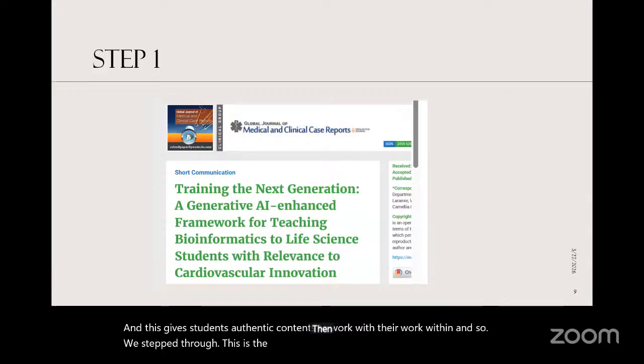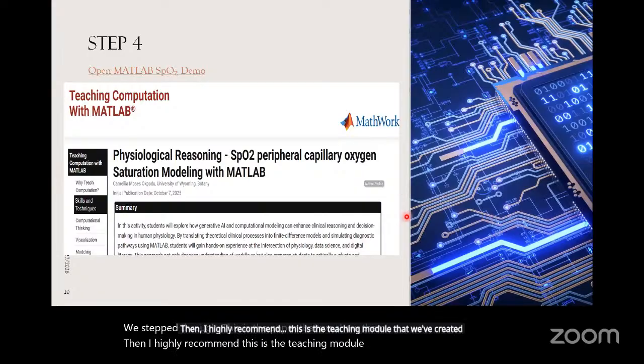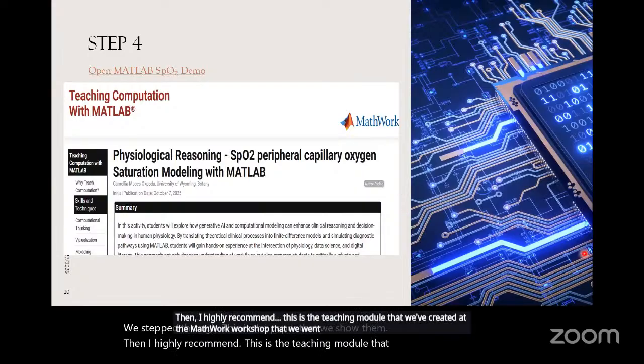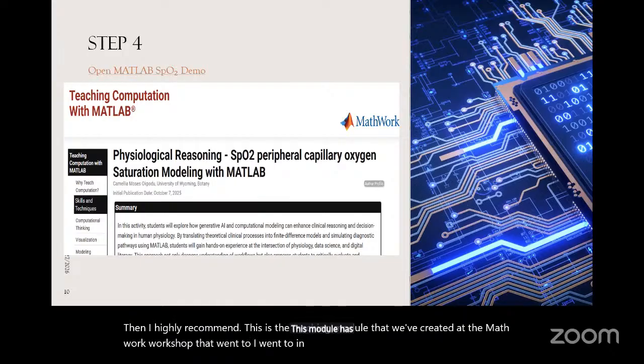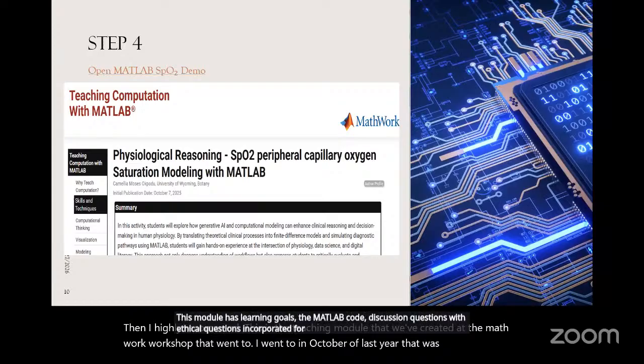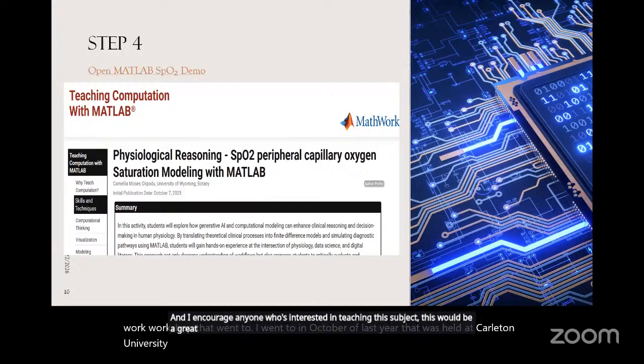Then I highly recommend, this is the teaching module that we've created at the MathWorks workshop that I went to in October of last year, that was held at Carleton University in Minneapolis, Minnesota. This module has learning goals, the MATLAB code, discussion questions with ethical questions incorporated for discussion, and a grading rubric. And I encourage anyone who's interested in teaching this subject, this would be a great workshop for you to go.